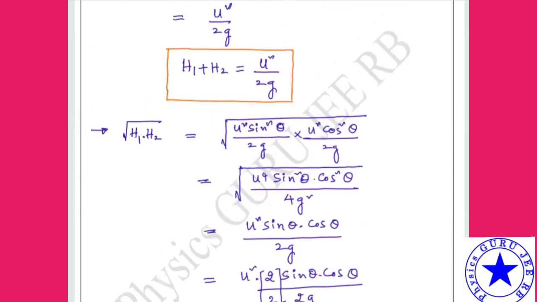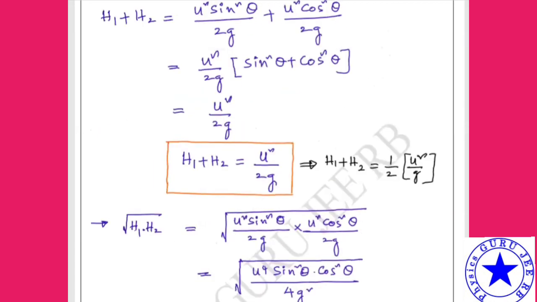And a very important thing I would like to write here: h1 plus h2 equals 1 by 2, if I take outside, u square by g. So can you recognize what u square by g is, from the last classes we discussed? Anybody? R max.